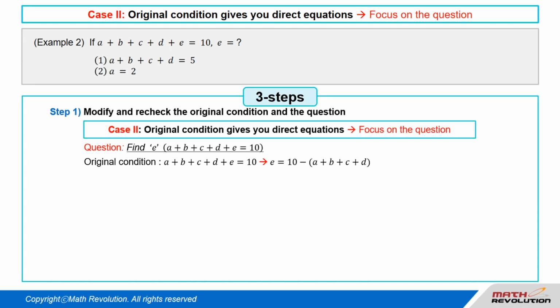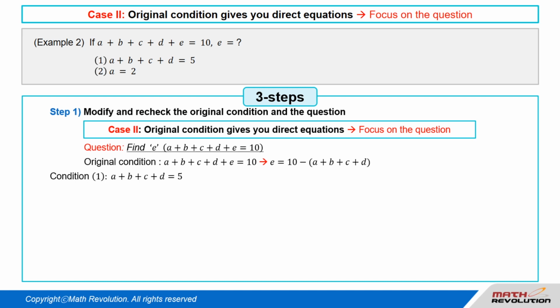To know the value of E, we need to know the value of A plus B plus C plus D, as E equals 10 minus (A plus B plus C plus D). So, we are looking at the equations in both the original condition and the two conditions. This was the first step, in which we had to change the original condition into variables and an equation.